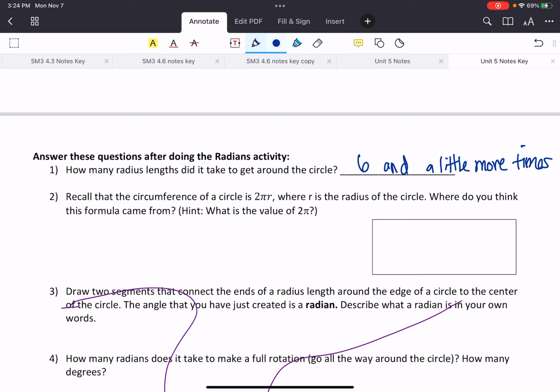And just for fun, we put in our calculator what is 2 times pi. And 2 times pi equaled 6.28. So 6.28 equals 6 and a little more. So we figured out that the exact number or symbol that we could use to represent how many times the radius went around the circle was 2 pi times.